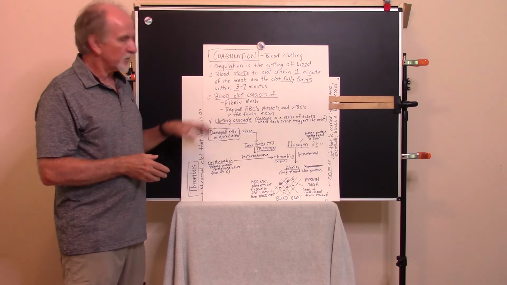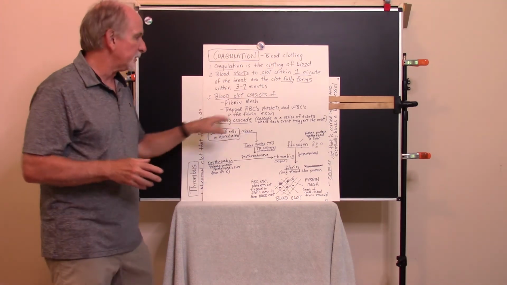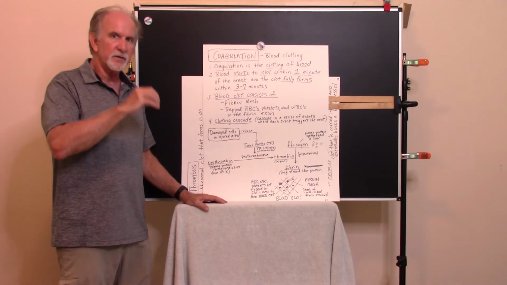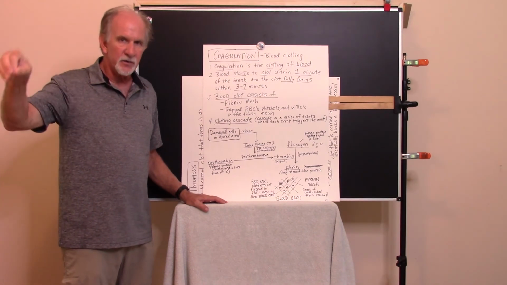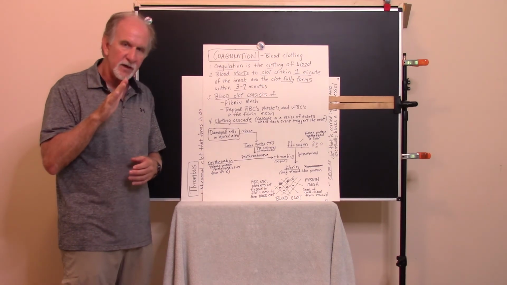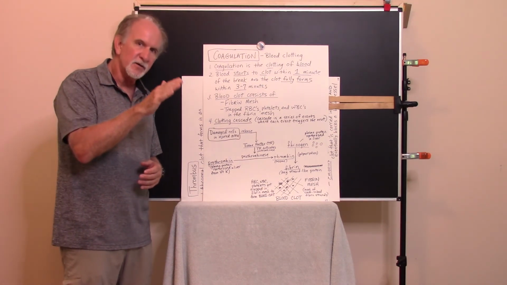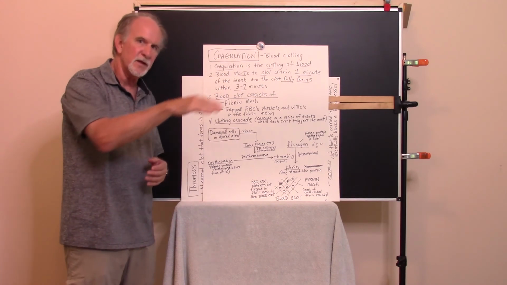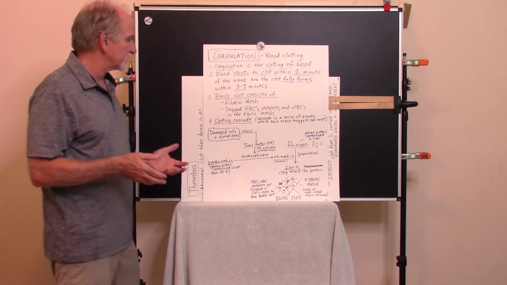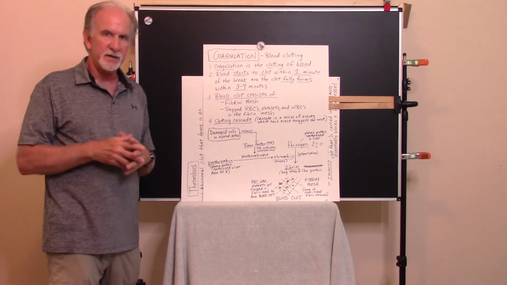So we're going to look at what's called the clotting cascade. The term cascade refers to a series of events where one triggers the next to occur, almost like falling dominoes. You knock over the first domino, and that one then knocks over the next, and that one then knocks over the next. This is called a cascade, or a cascade of events. So this would be the clotting cascade.